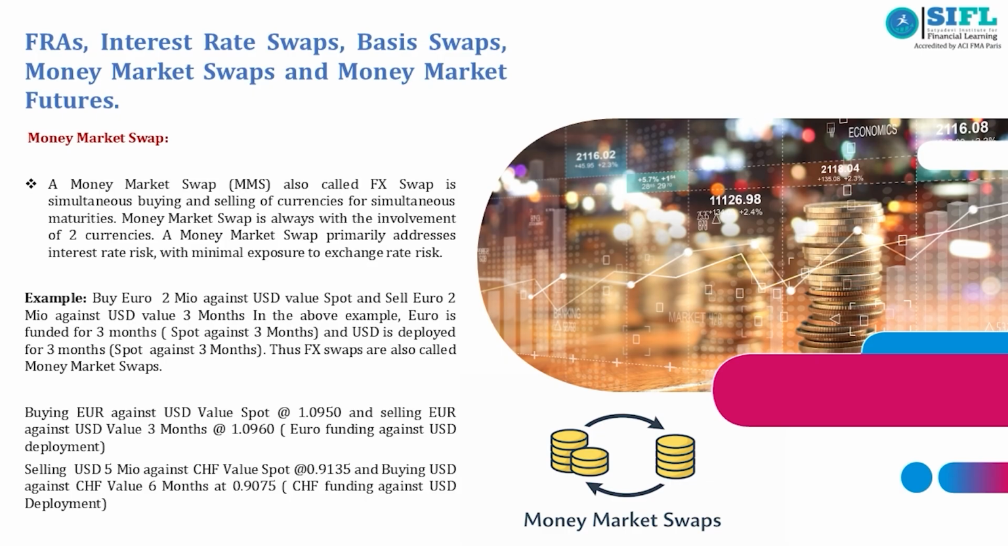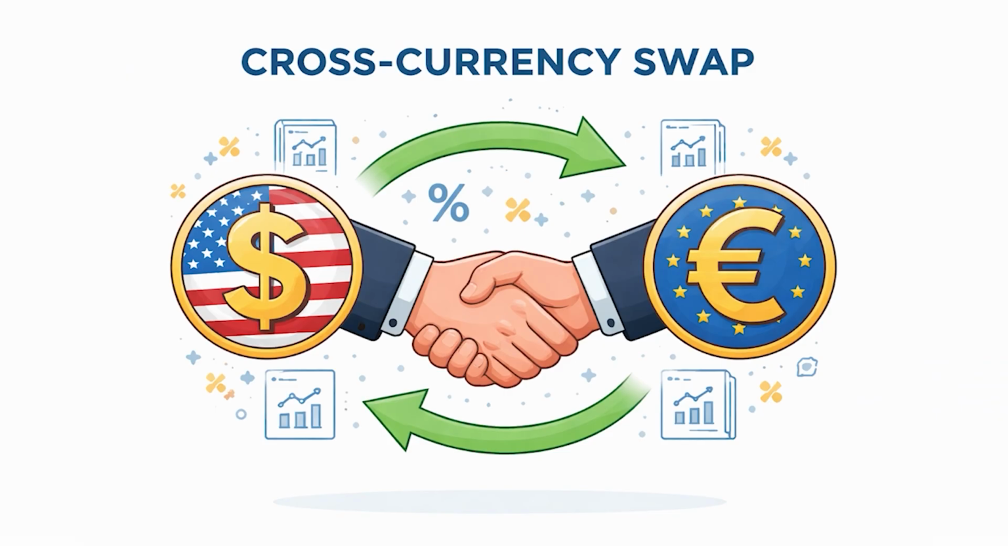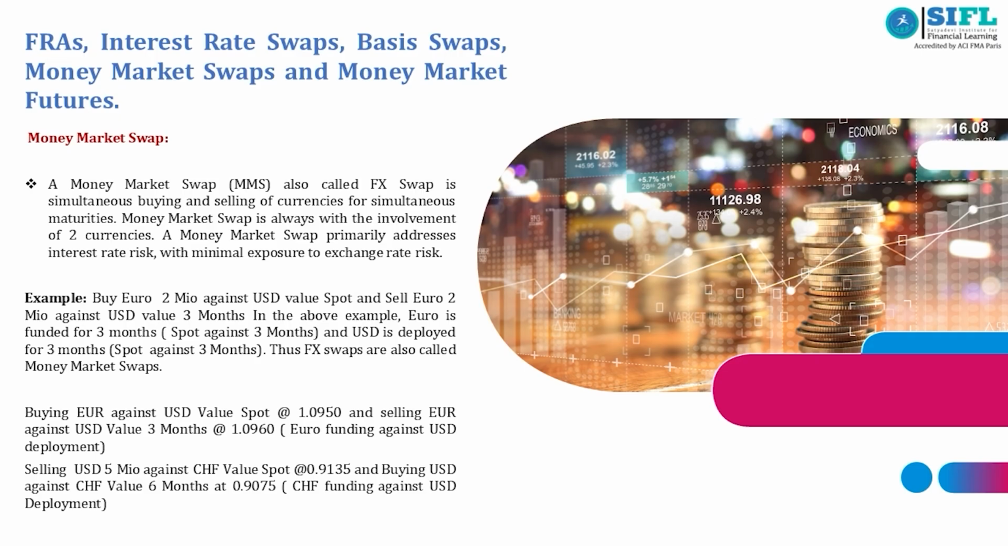A money market swap is essentially the simultaneous buying and selling of currencies for different maturities. One transaction is for the spot value date, and the other at a forward date. It always involves two currencies, and the main purpose is to manage interest rate risk rather than exchange rate risk. The exposure to exchange rate movement is minimal because both legs are agreed upon simultaneously. Let's understand with an example.